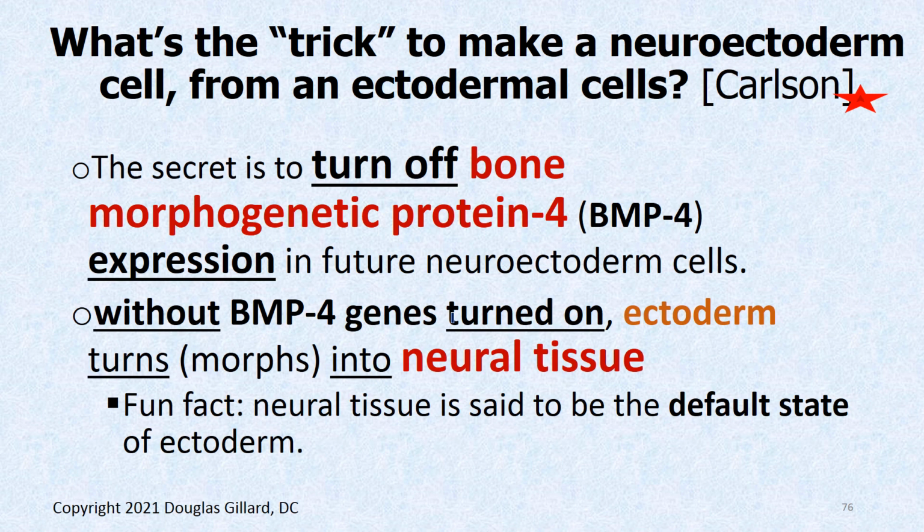So what's the trick to making a neuroectoderm cell from an ectoderm cell? Well, we're back to our BMP4 again. You need to turn it off. So without BMP4, the neuroectoderm will morph into a default state, which is neural tissue.